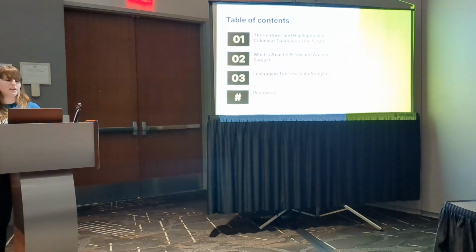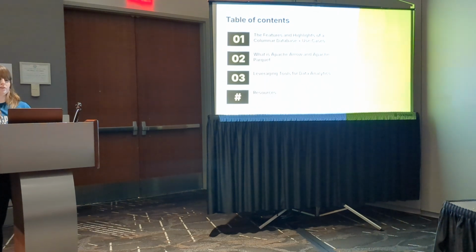So the table of contents here. The first thing we're going to go into is the features and highlights of Columnar databases, as well as a few use cases. For this, I'm taking the easy route and grabbing use cases of customers at Clickhouse. I have access to that information. I can assure you there are tons of customers who are using, or just in general, users of Columnar databases. What is Apache Arrow and Apache Parquet? And a few extra tools that you can leverage for data analytics, specifically with Columnar DBs, and then just some resources at the end of this.